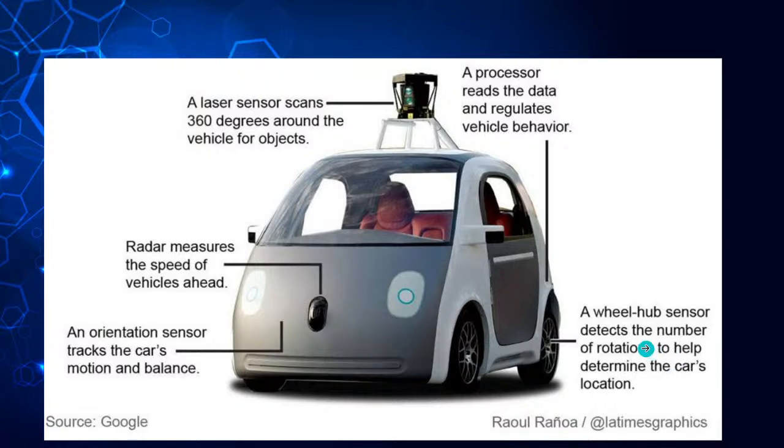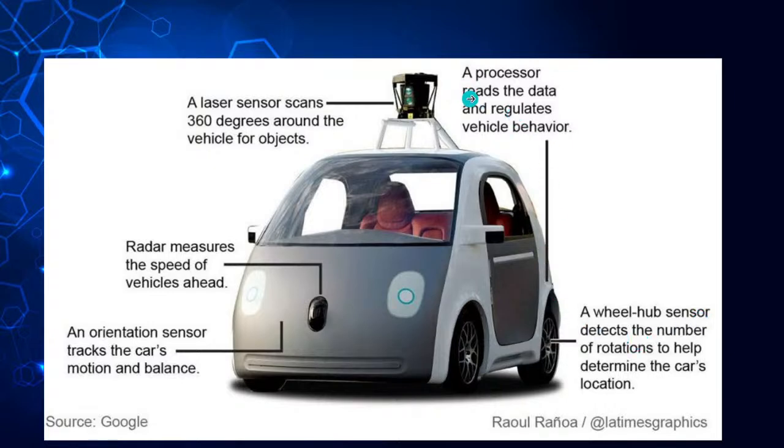Then you can see here a wheel hub sensor detects the number of rotations to help determine the car's location. So the location can be easily found out using the wheel. We can use GPS to locate the car, and by using the wheel hub sensor we can easily see how much distance the car traveled in real time and how much speed it is going at. All these can be calculated using this.